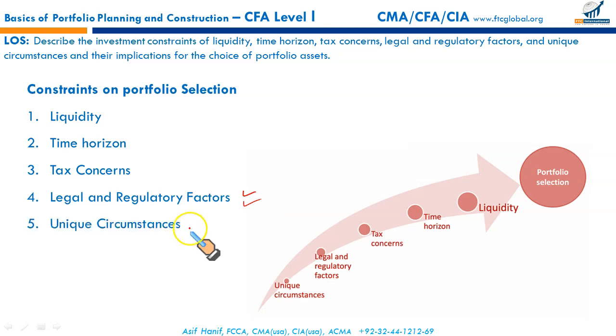Then unique circumstances. The investment policy statement should also cover any unique circumstances that are applicable. For example, investment restriction in countries accused of human rights abuses, religious preferences, and especially ESG concerns, that is the environmental, social, and governance factors.